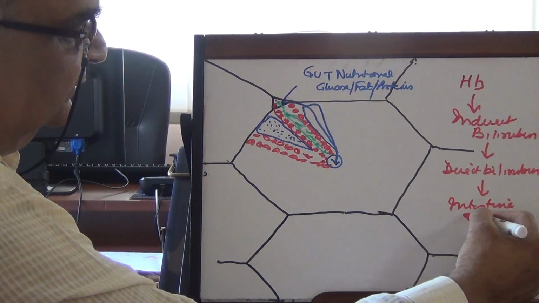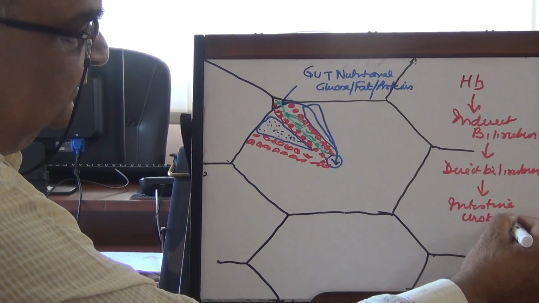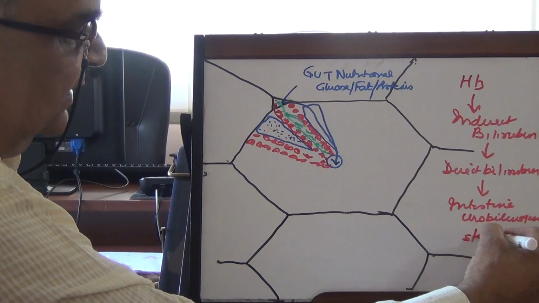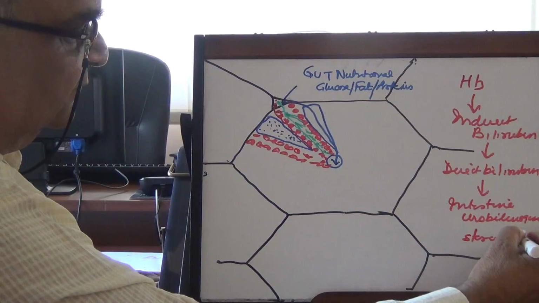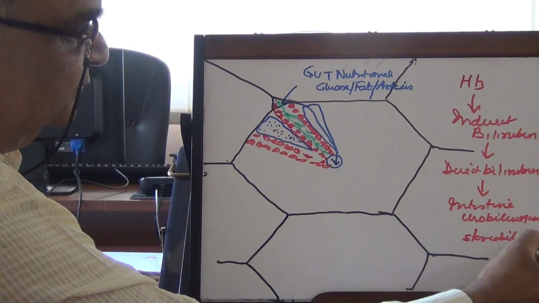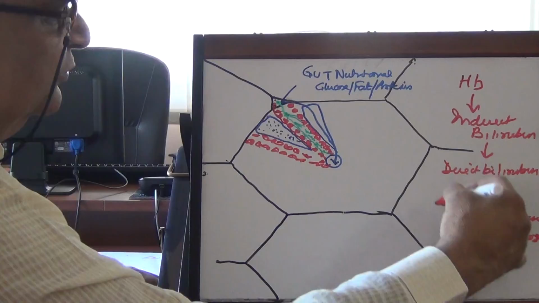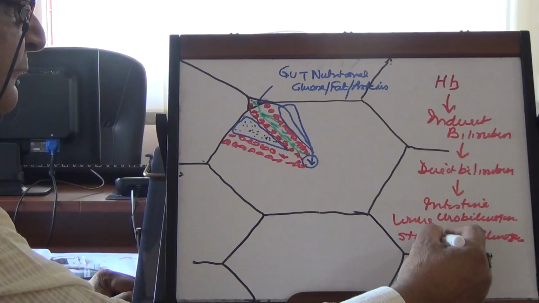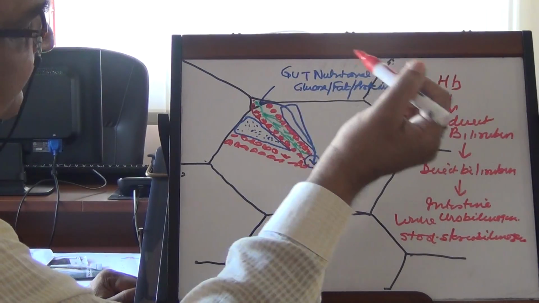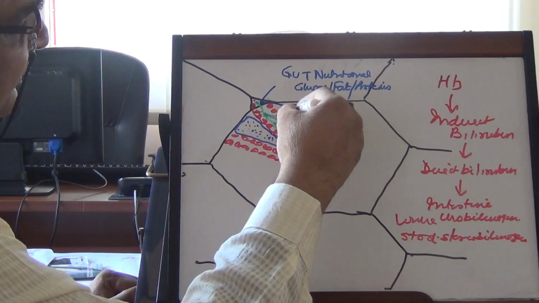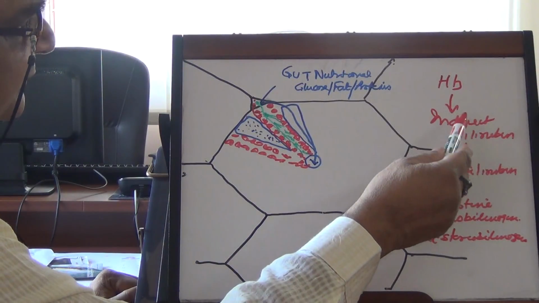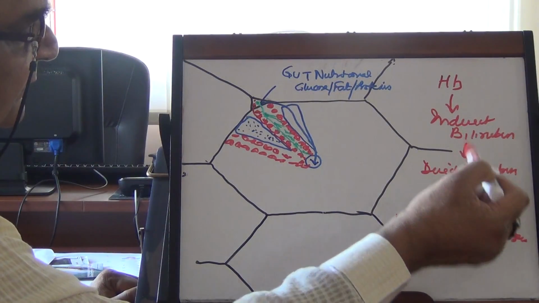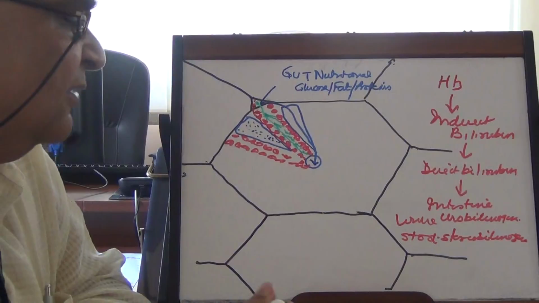It becomes urobilinogen and stercobilinogen, which gives color to the urine and the stool. Besides this, bile salts also are secreted through the bile ducts into the intestine and are lost in stool.